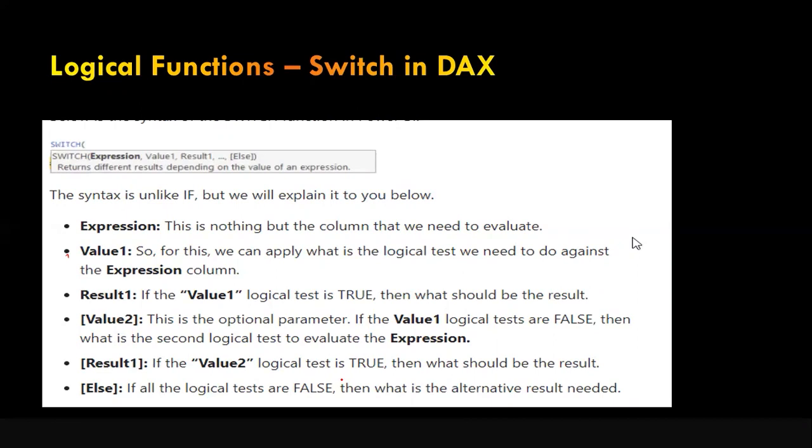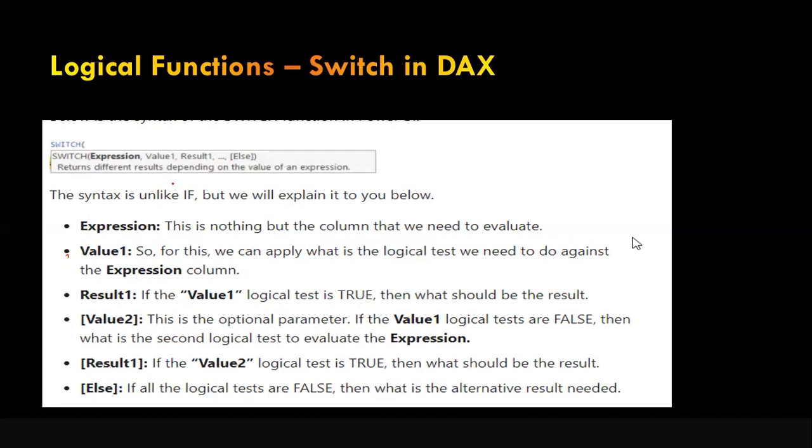The syntax is unlike IF, but we will explain it to you below. So that's what they mentioned. The first argument is the expression, then value one, result one, else. This is how you can use it. SWITCH is very handy if you want to test more than one condition, like a nested IF condition. In that kind of situation, this is very helpful.